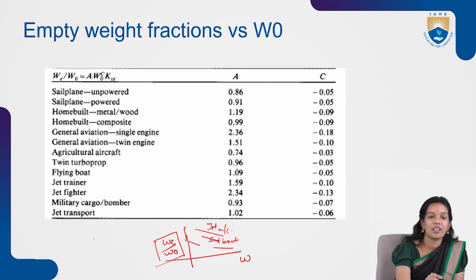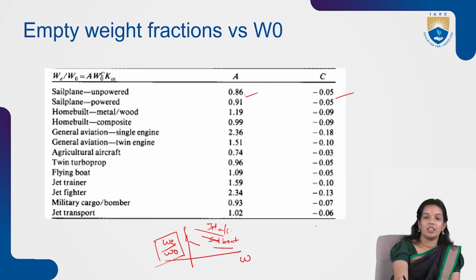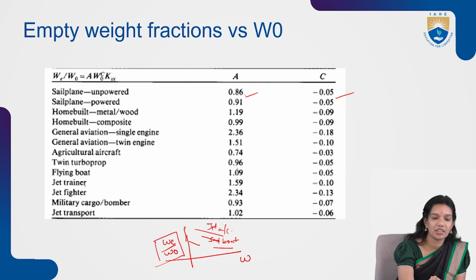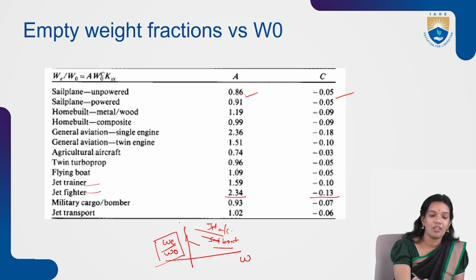For example, if your aircraft is an unpowered sailplane, then A is 0.6, but C is a negative exponent, so we have a decrement. We can also see a jet trainer or jet fighter aircraft, which we are going to utilize in our numericals in the next classes. For a jet fighter aircraft, A is 2.34 and C is minus 0.13, or if it is a bomber aircraft, then A is 0.93 and C is minus 0.07.